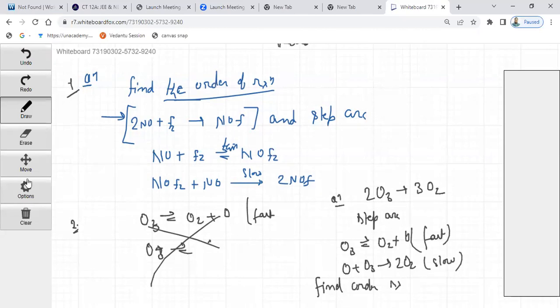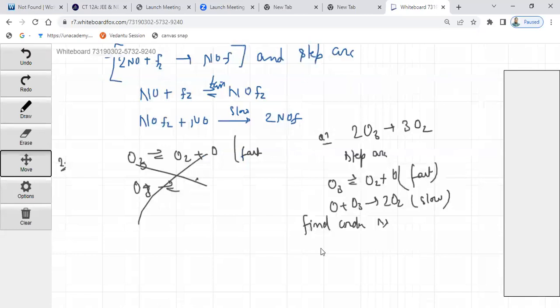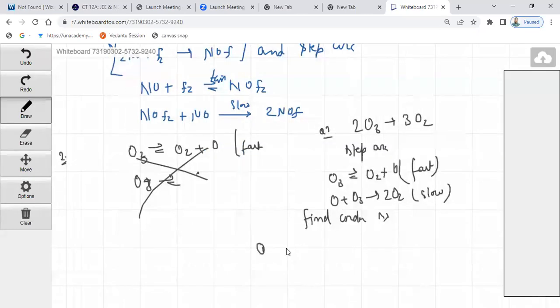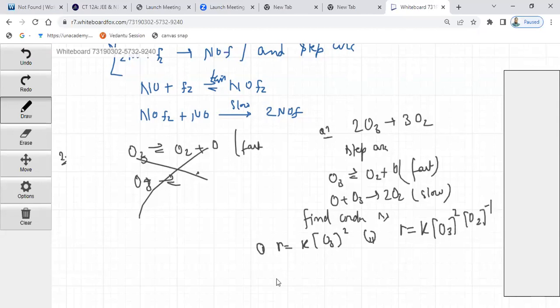Three is the correct answer. Lokya, your answer is correct. I am giving 3 options for this question. First, rate is equal to K into O3 squared. Second, rate is equal to K into O3 squared into O2 to the power minus 1. Third, rate is equal to K into O3 into O2. Option fourth, none.